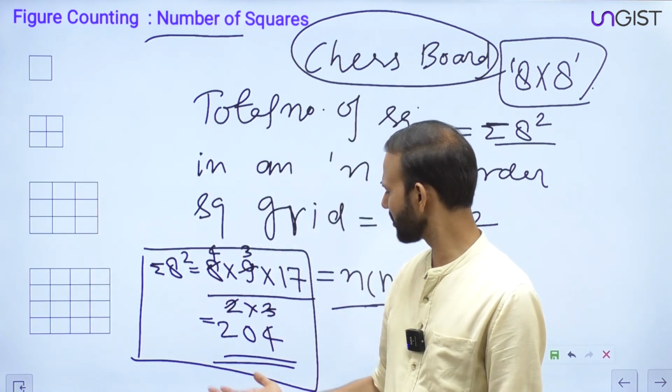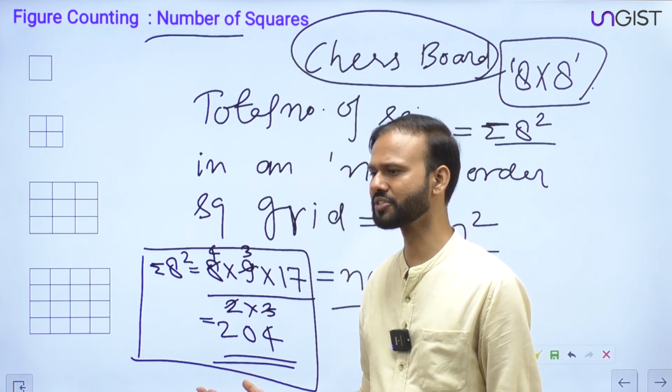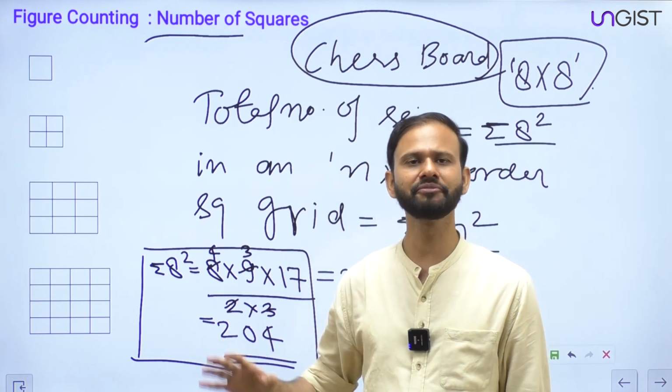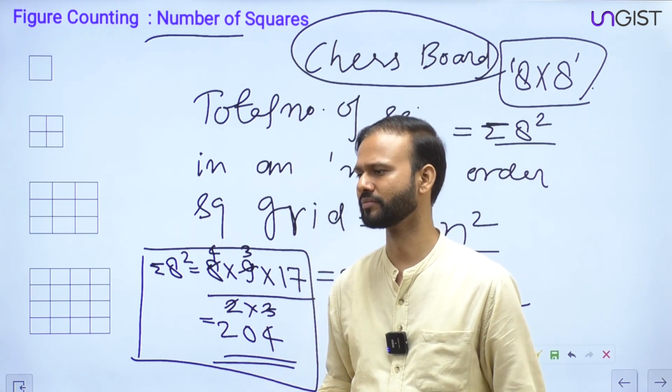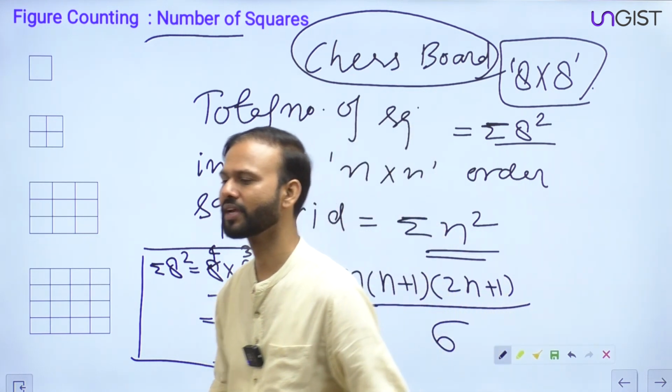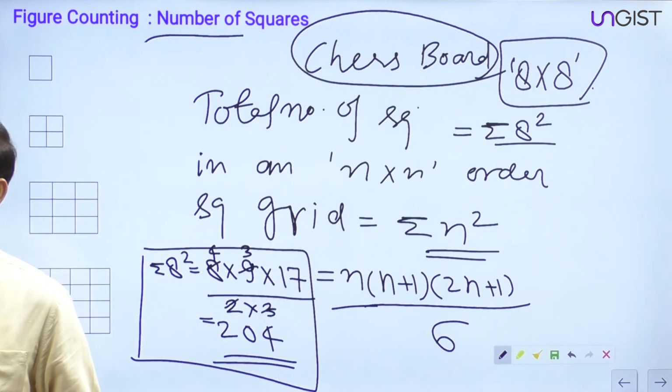Are you getting it now? The total number of squares in a chessboard is 204. Any confusion, any doubt, any query, any problem? Please let me know. Okay, now everyone is saying yes sir, it is 204.